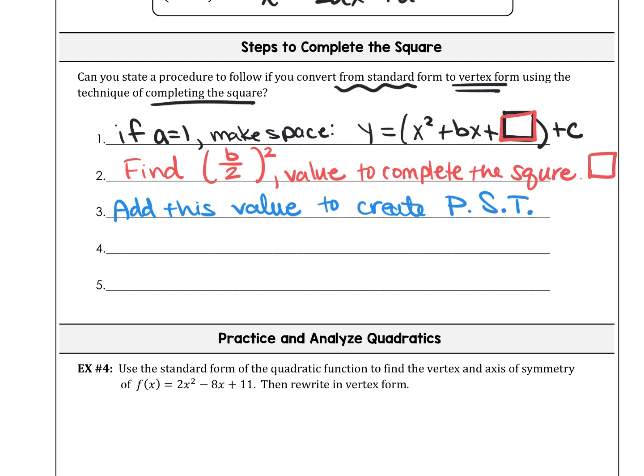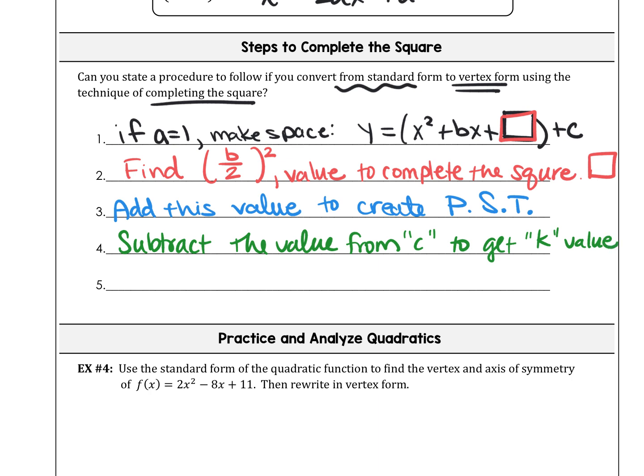Next step, we're going to actually balance the equation, because I can't add some random number to an equation without balancing it. So I'm also going to subtract the same value from that value of c to get your new k value. And this again is for your vertex form. And then our last step is that you're going to factor and simplify to get y equals a times x minus h squared plus k.